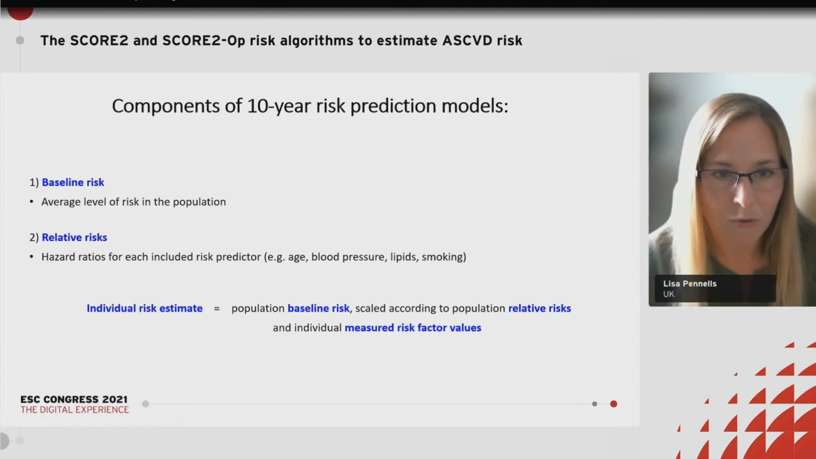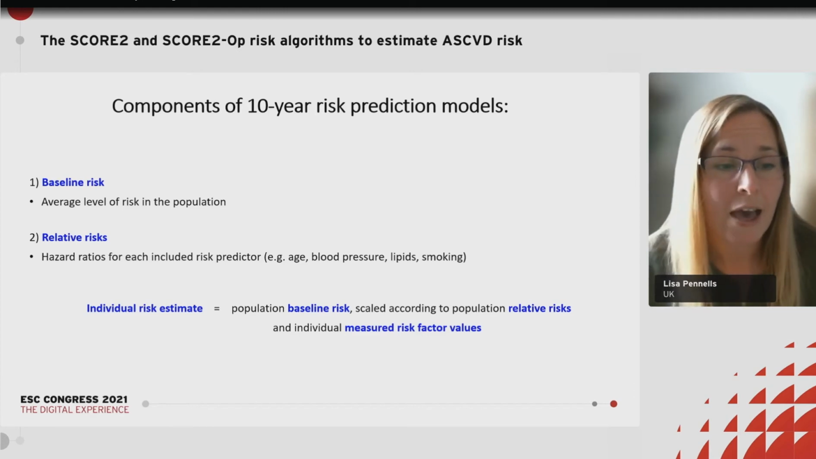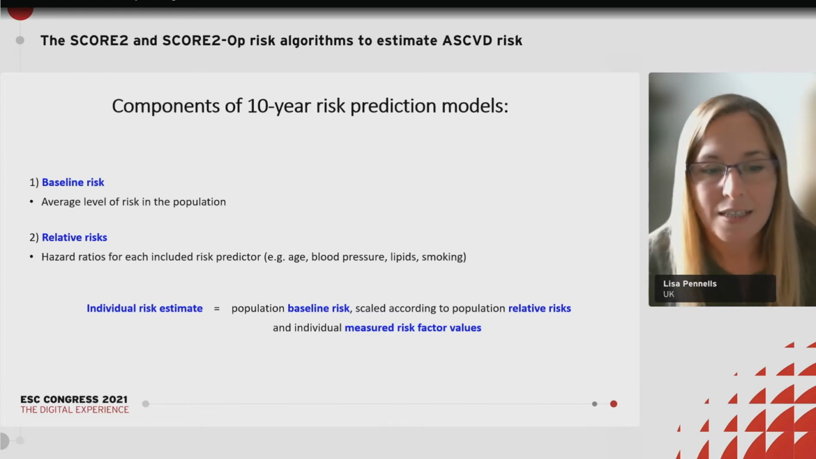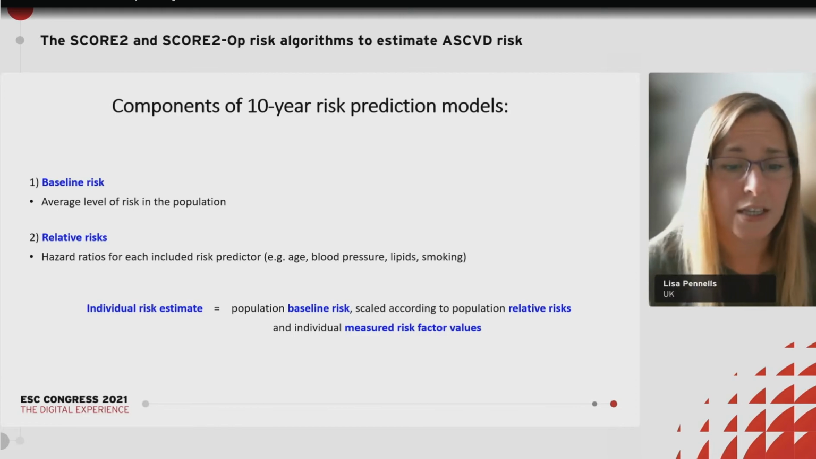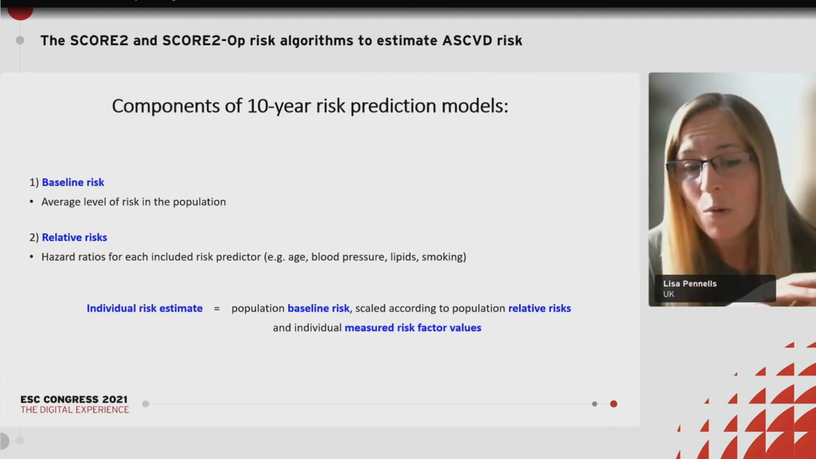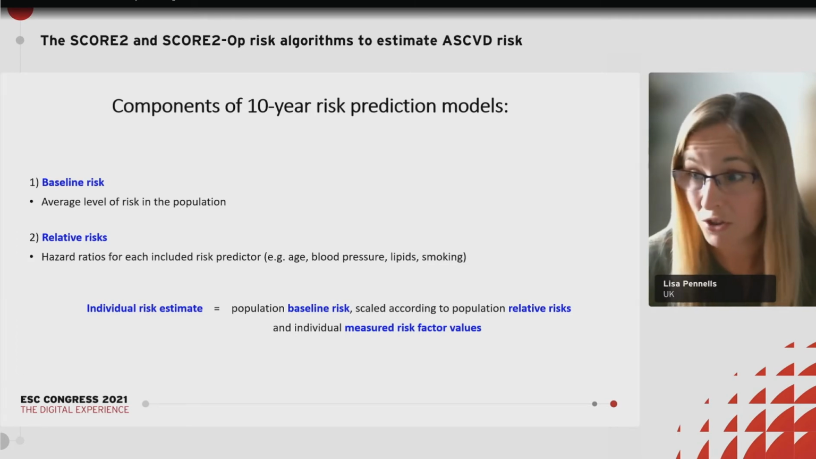So before I go into the details of this recalibration approach, I just want to outline the key building blocks, if you like, of 10-year risk prediction models. So there are two key components. Firstly, the baseline risk, which represents the average level of risk in the population. And secondly, the relative risks, which are our risk ratios that tell us how much risk increases or decreases with levels of the included risk predictors. So when we make a person's individual risk estimate, we take essentially that population level baseline risk and we scale it up or down according to the relative risks and that person's measured risk factor values.